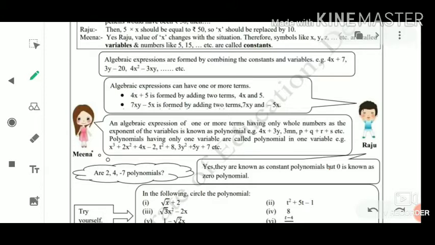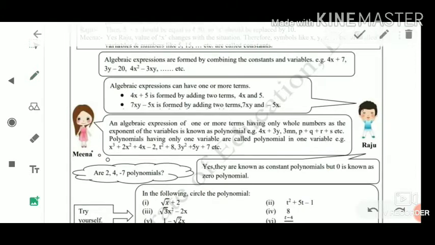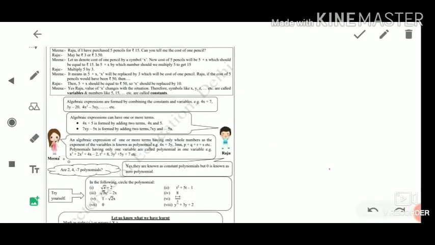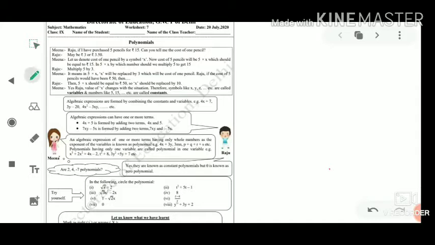Just before that, we'll try to understand how we can define the different types of expressions and different types of polynomials. As I told you, a single algebraic expression is called a monomial. Let's say root x is called a monomial. Similarly, when we have a two term expression, like root x plus 2, it is called a binomial.